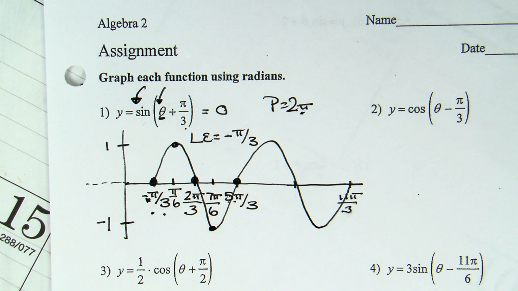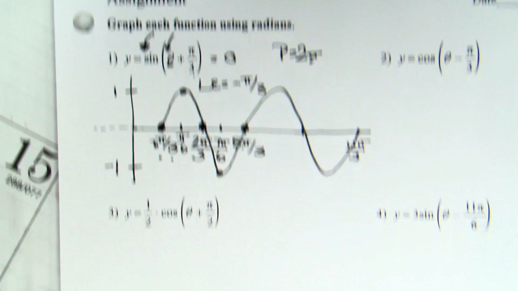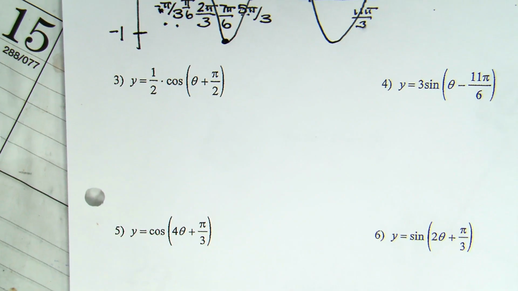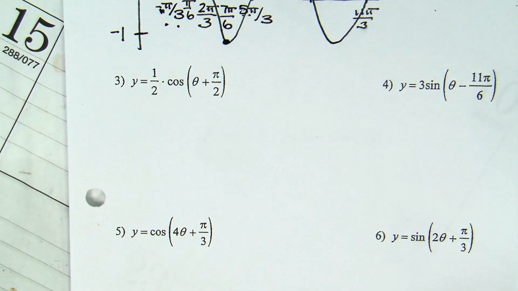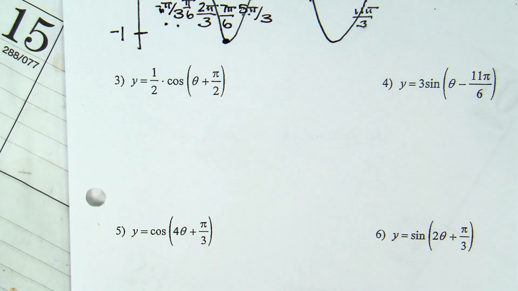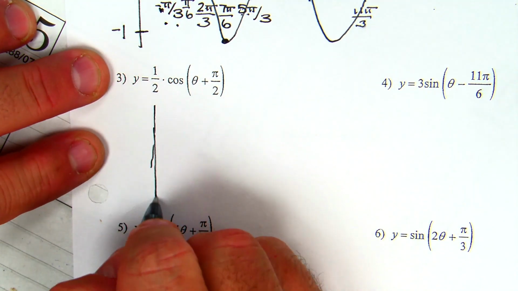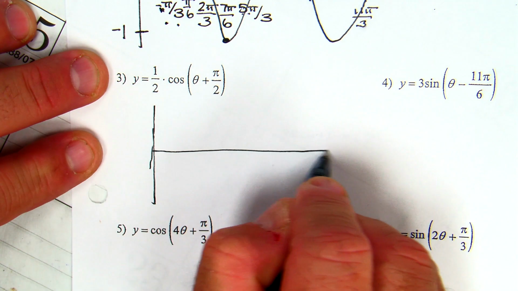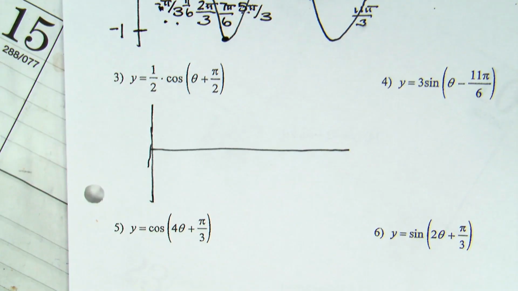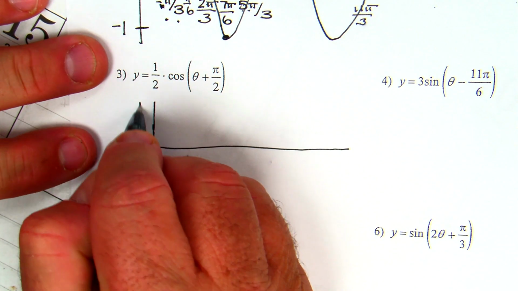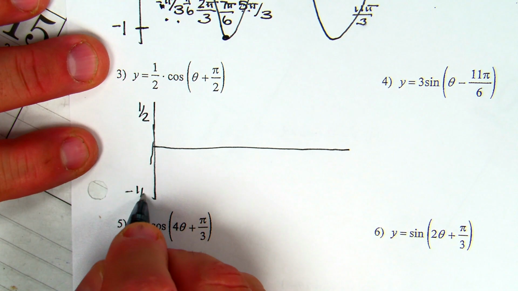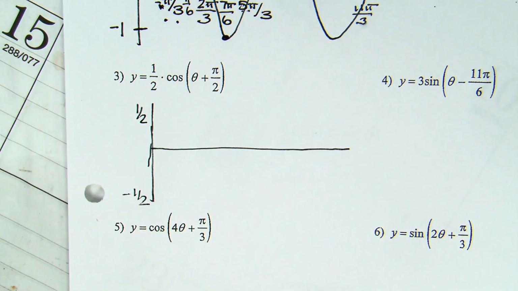Before moving on, everybody good? Alright, now again, if you want to deal with the vertical axes last, that's perfectly fine. So I'm looking at number 3. Y equals 1/2 cosine theta plus pi over 2. So this is what I mean by it. So here's my cosine graph. The amplitude is now 1/2. So I got 1/2 here, negative 1/2 there.